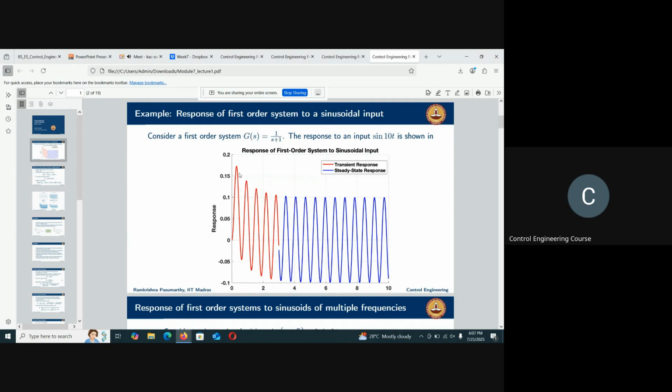If you give the sinusoidal input, after some time, the red part is a transient part, forget that. After some time, the system settles down to the same sinusoidal output at the same frequency, but the magnitude is not 1. What's the magnitude of the output at the blue stage for sin 10t? It is 0.1. So it is reduced, right?